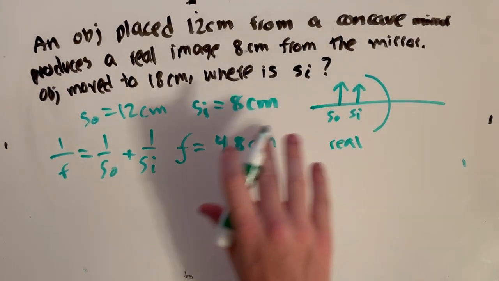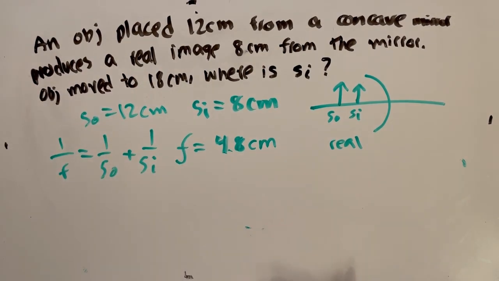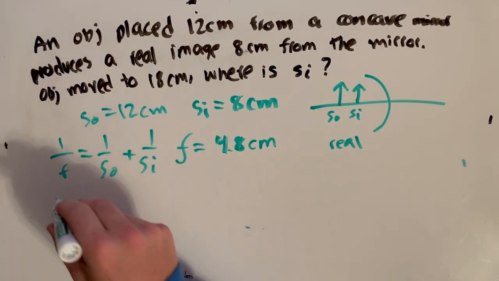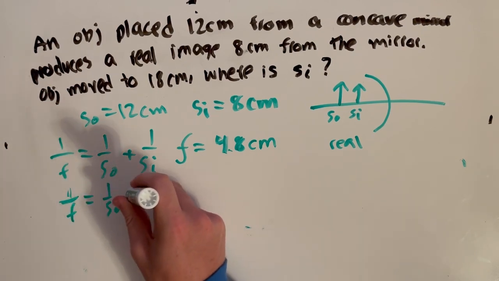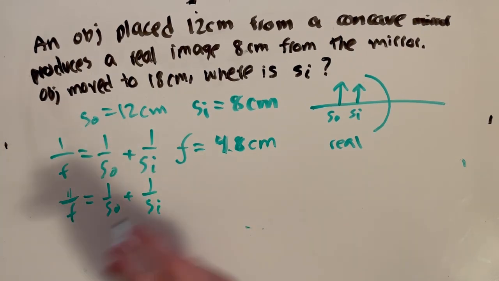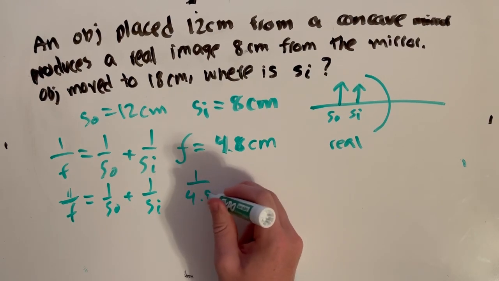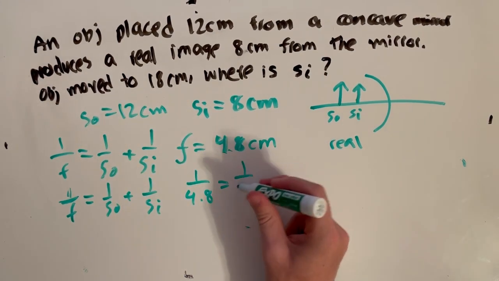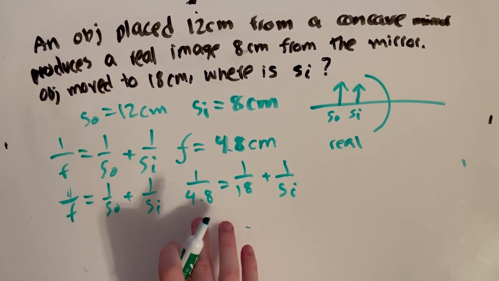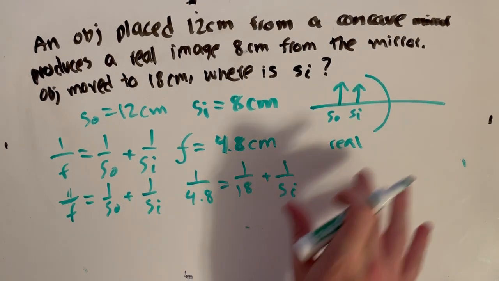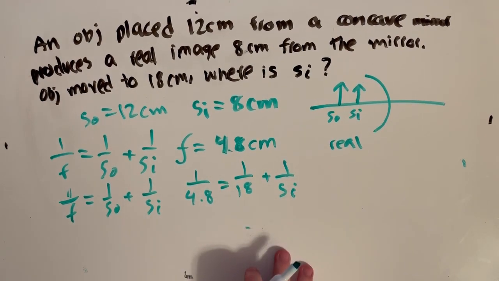So if we move the object, so the object is moving to 18 centimeters, the focal length is not going to change. So we use the mirror's equation again, and we plug in our values, so this can be 1 over 4.8 equals our object distance 1 over 18 plus 1 over the image distance. We could solve for this new image distance because the focal distance from the mirror is not going to change at all.